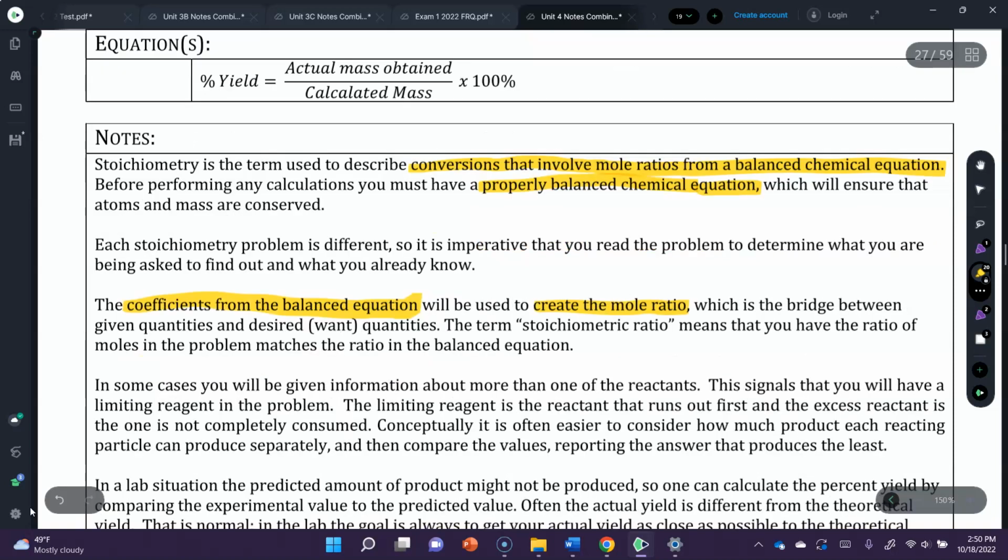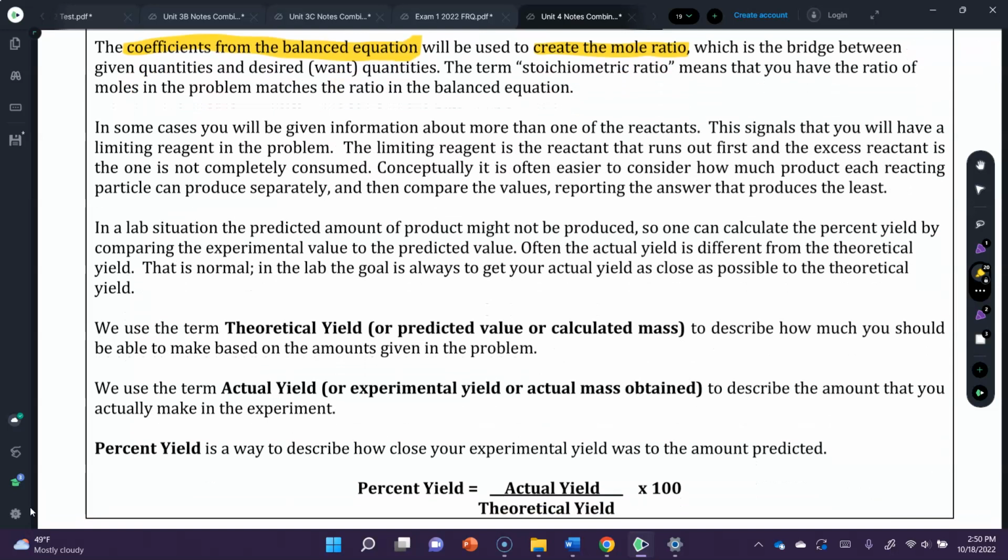In some cases, you will be given information about more than one of the reactants. This signals that you will have a limiting reagent problem. The limiting reagent is the reactant that runs out first, and the excess reactant or reagent is the one that is not completely consumed, or you have leftovers.